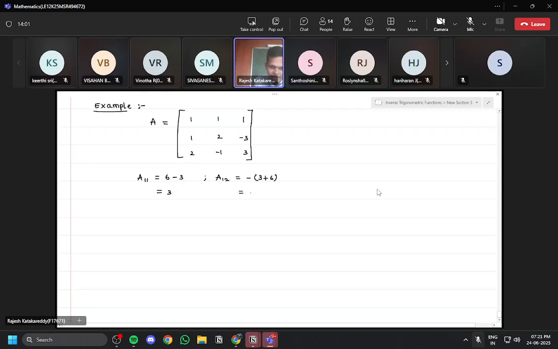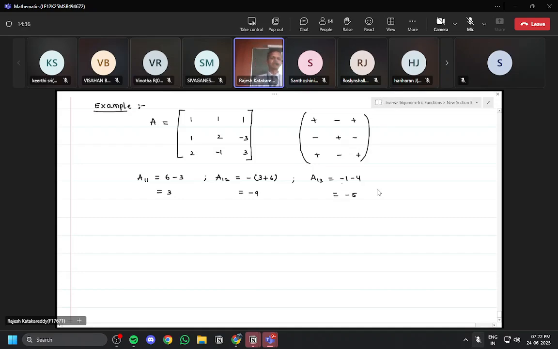I'm directly writing from the sign matrix: plus, minus, plus, minus, plus, minus, plus, minus, plus, using the signs. Now A13, deleting the corresponding row 1 and corresponding column 3. After deleting, we have minus 5 as the determinant. We need to multiply with plus only in this case. So we will be having minus 5 here.